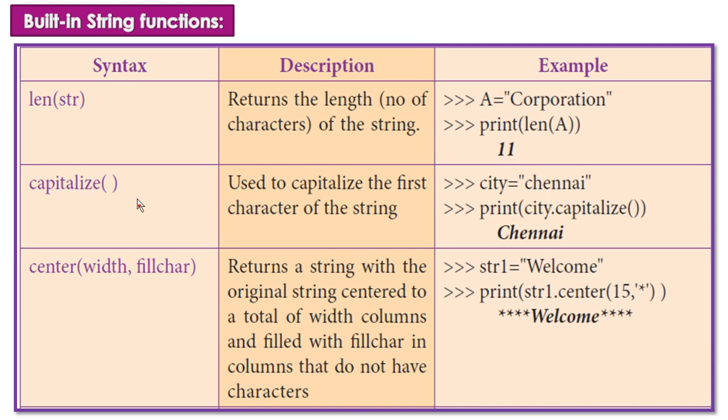Second one, capitalize. Used to capitalize the first character of the string. Here example, city equal to Chennai, print city dot capitalize, that means it capitalizes the letter C. The small letter c is turned into capital C here. So Chennai becomes capitalized in the first letter.